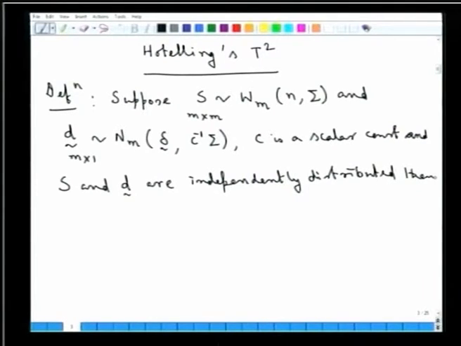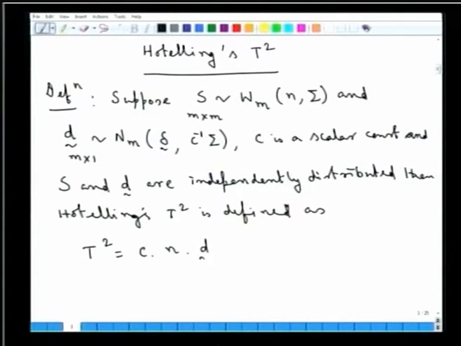Then Hotelling's T-square distribution is defined in the following way. Hotelling's T-square is defined as T-square equal to C times n times D prime S inverse D. This is the Hotelling's T-square statistic, Hotelling's T-square on n degrees of freedom.